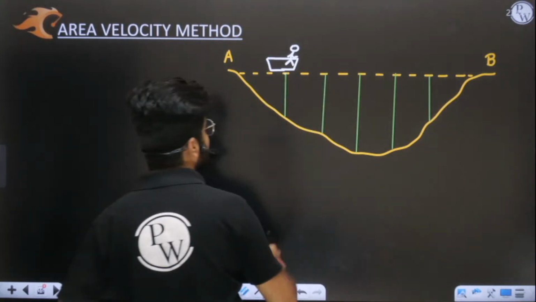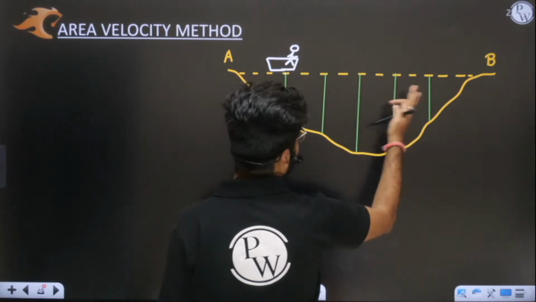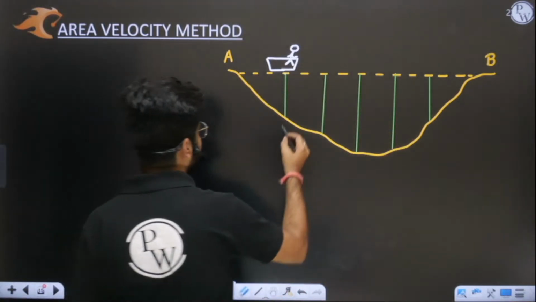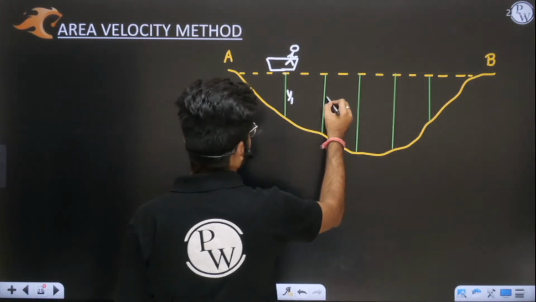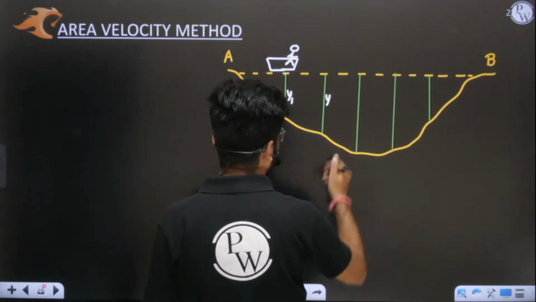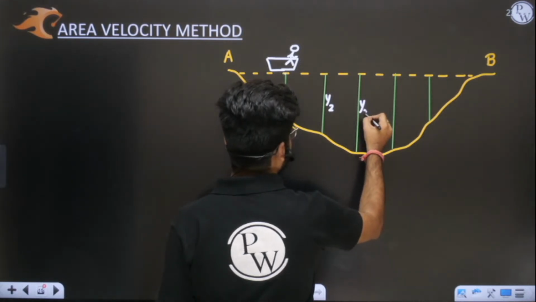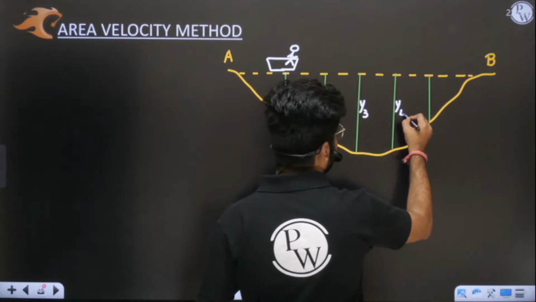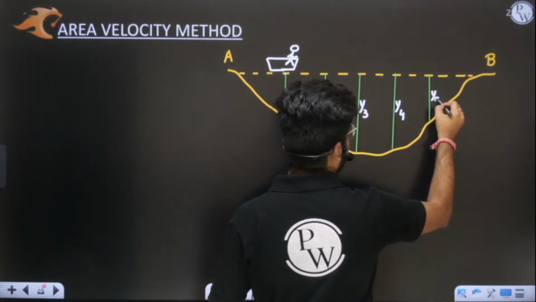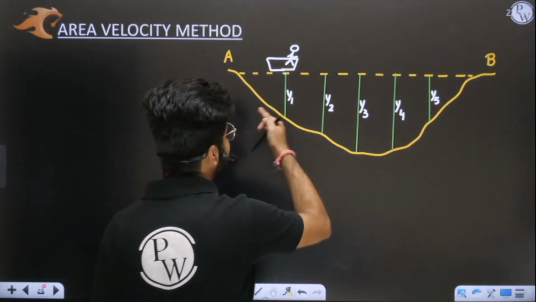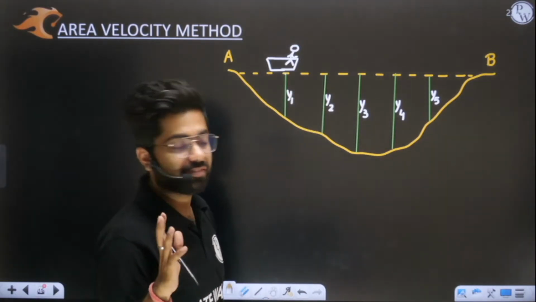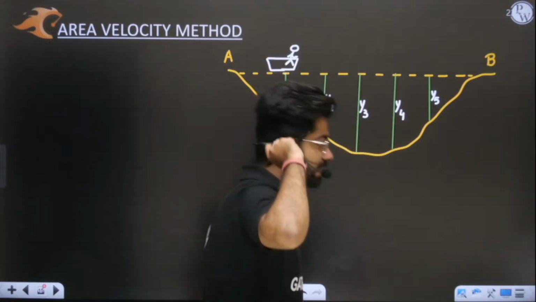Okay, sir. So we can say 1, 2, 3, 4, 5 points, at which depth is being measured. Let us name them y1, y2, y3, y4, and y5. So my boat is moving from point A to B, and after a certain, let us say 3 meter gap, depth is measured. This is the very first step. Is this clear? Yes, sir, it is very clear.